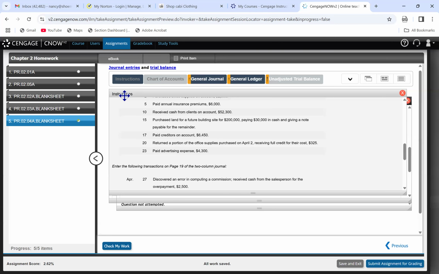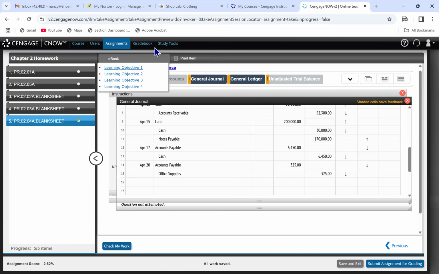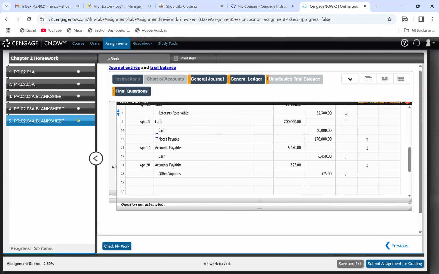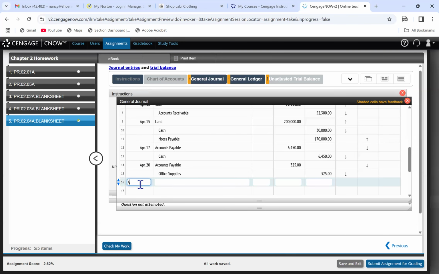Next, we paid advertising expense for $4,300. And this date is on April 23rd. So April 23rd, advertising expense, 4,300. And we have a credit to cash for $4,300.